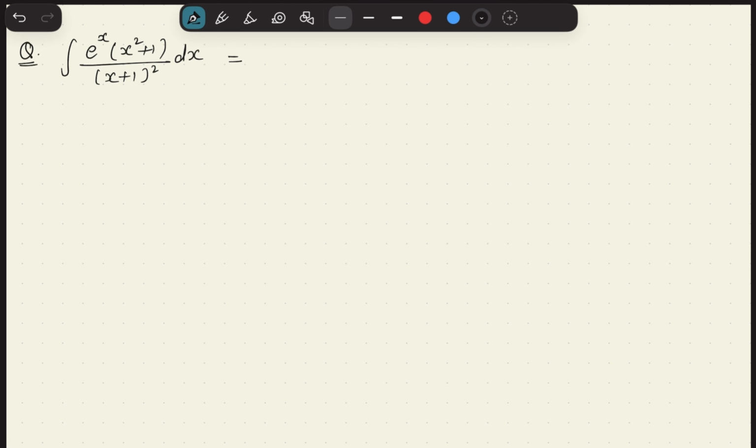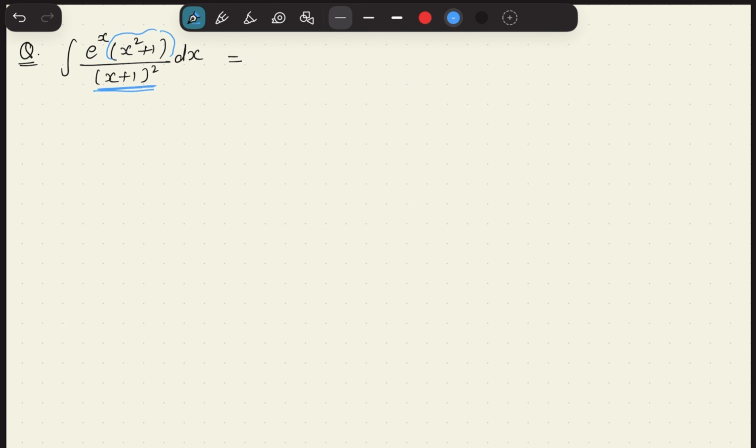To simplify this, I will try to cancel out a term from the denominator, like I have here x plus 1 to the power 2. I will try to make some term in the numerator so that this x plus 1 cancels out. But here I have in the numerator x square plus 1, so here I can't apply any formula.